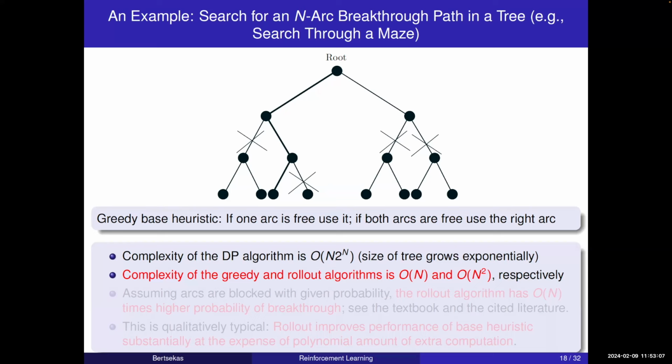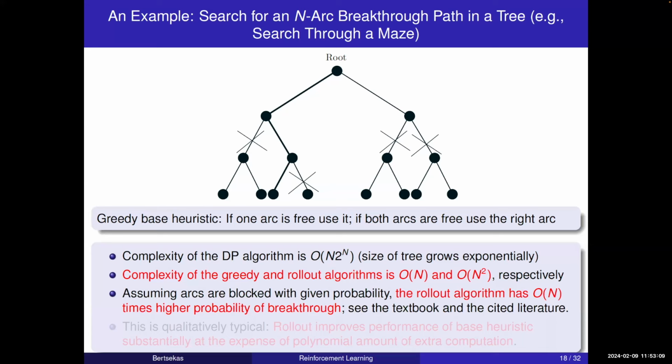If you assume that these arcs are blocked with a given probability, like if you generate a random graph or a random tree, then it can be shown that the rollout algorithm has an O of n times higher probability of finding one of these breakthrough paths. So the greedy algorithm I showed you in this case doesn't find a breakthrough path. And the rollout algorithm might not find one either. But the rollout algorithm has a linear factor higher probability of finding one in the case where these edges are blocked with some fixed probability.